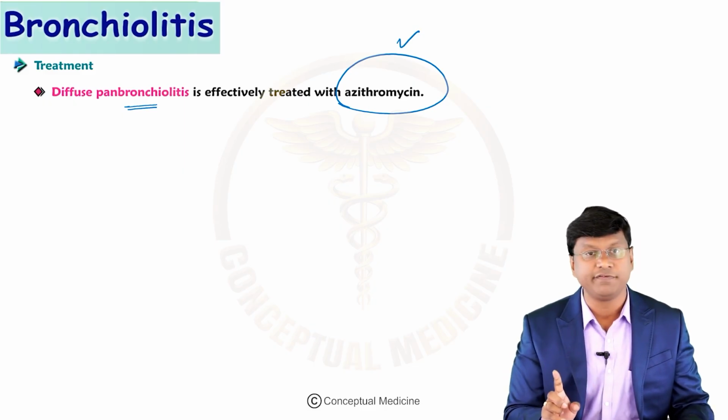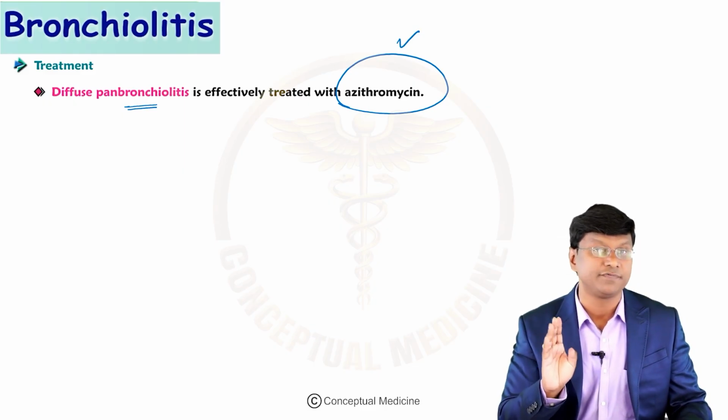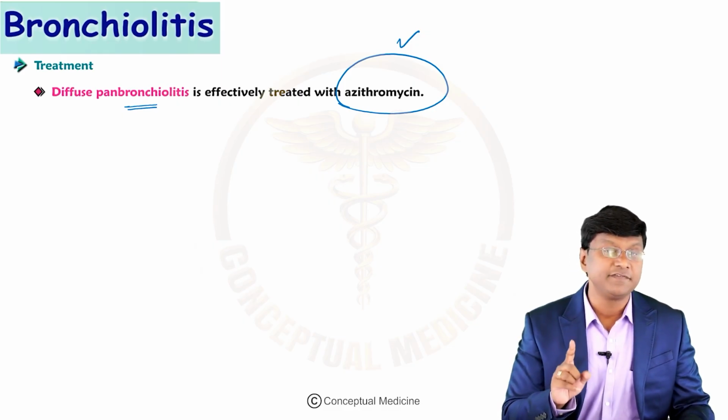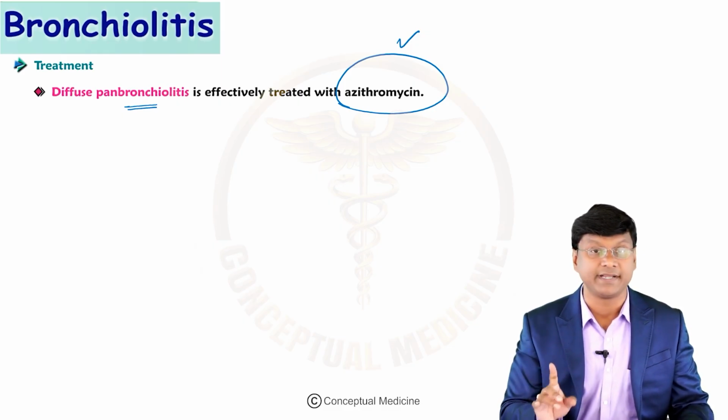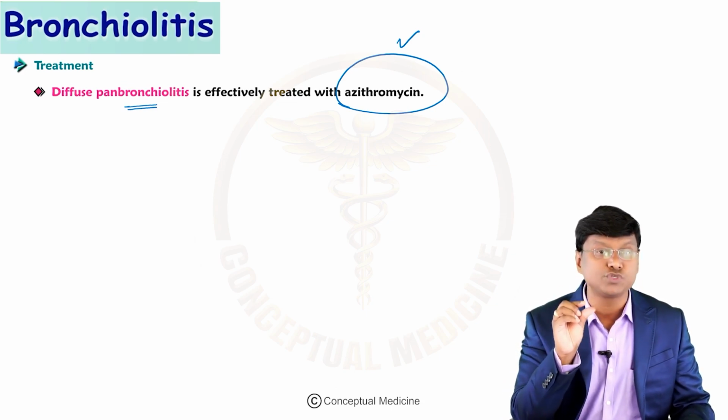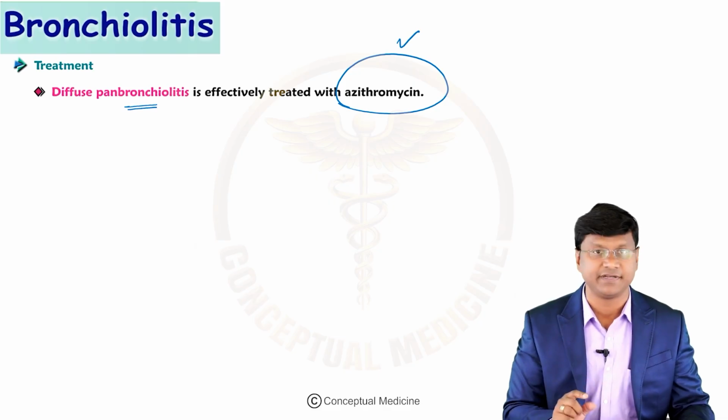Clinical features of diffuse pan bronchiolitis are dyspnea and cough with sputum production. Chest examination will show crackles and rhonchi. Pulmonary function test will show an obstructive pattern. Chest X-ray will show diffuse small nodular shadows with hyperinflation.